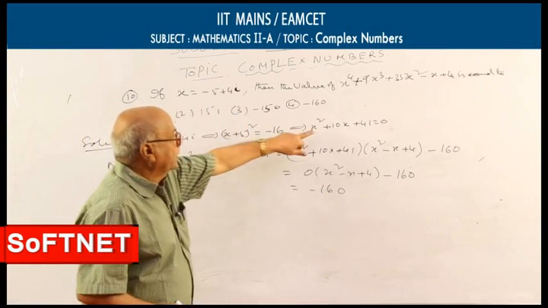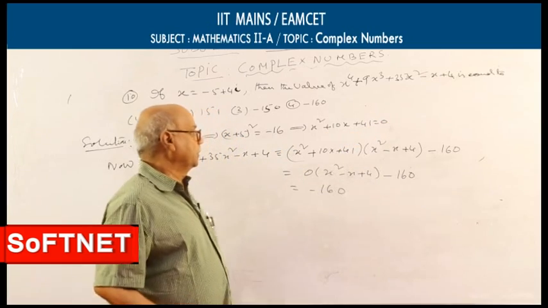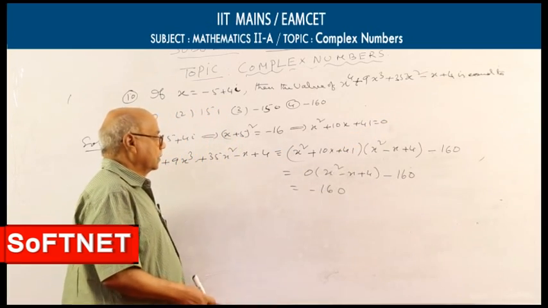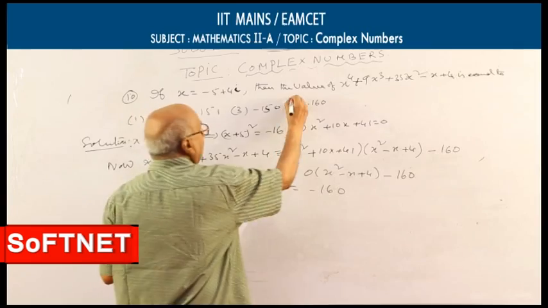Because x square plus 10x plus 41 is equal to 0. So the answer is number 4.